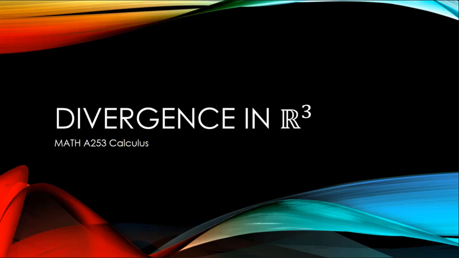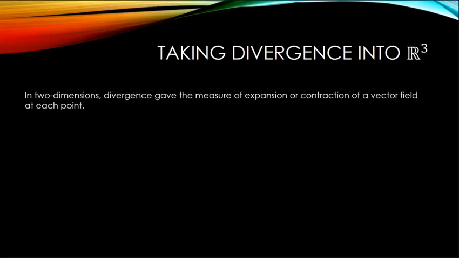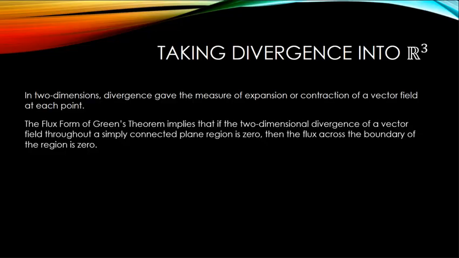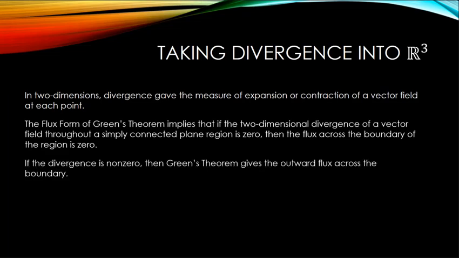Now we need to look at extending everything we've been talking about with divergence, curl, and Green's theorem into R3 space. In two dimensions, the divergence gives us a measure of either expansion or contraction of a vector field at each point. The flux form of Green's theorem implies that if the two-dimensional divergence of a vector field throughout a simply connected plane region is zero, then the flux across the boundary of the region is also zero. If the divergence is non-zero, Green's theorem gives the outward flux across the boundary.